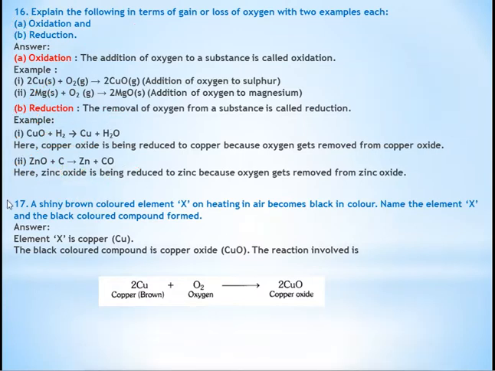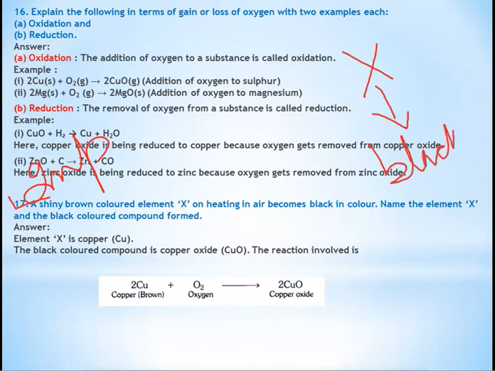Now the next question. This question is also important from your exam point of view. A shiny brown colored element X on heating in air becomes black in color. One substance is there called X. If you heat this substance in air, it becomes black in color.